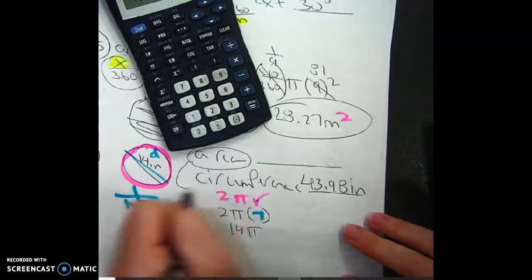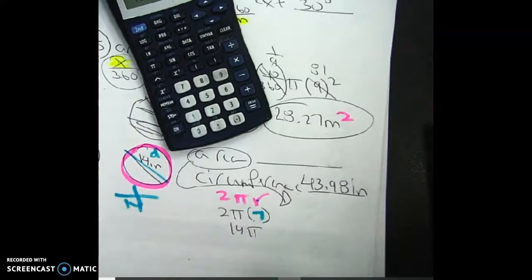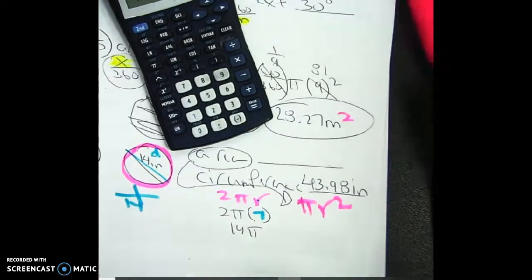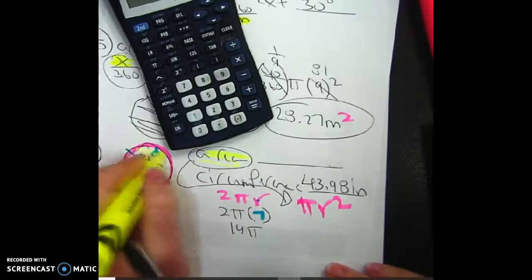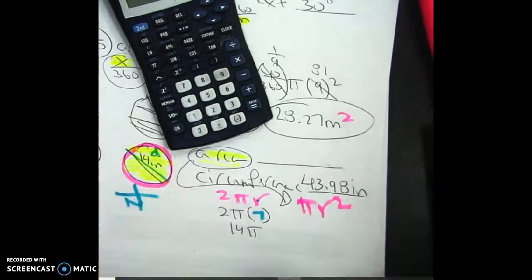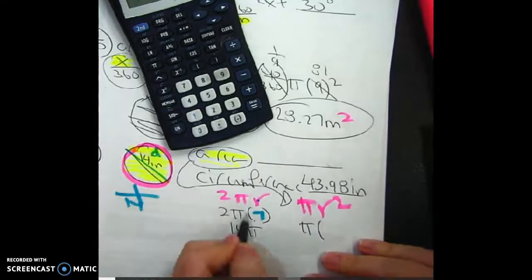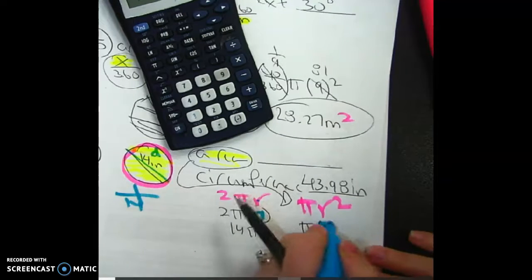Now for area, the formula is pi r squared. So that means the area represents the inside. Okay? Like technically it's the outside and the inside because that has to be included. Pi times, well, we established the radius is half.